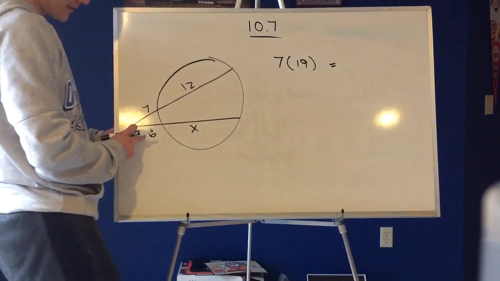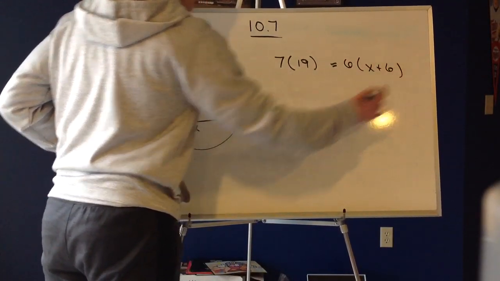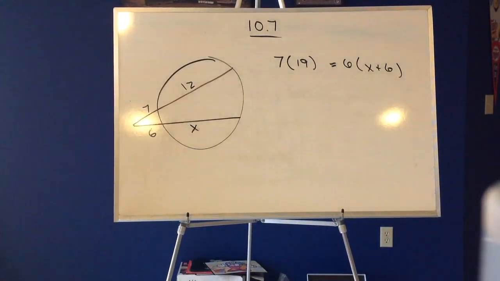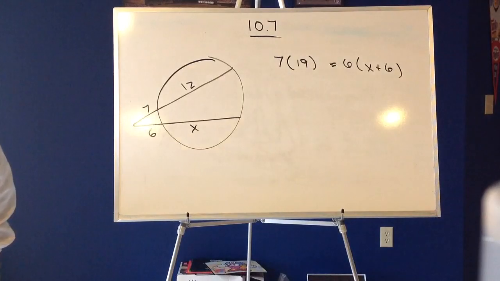On the bottom, I get 6, and then it would be x plus 6, because we can't actually combine those two together. So from here, we'd go ahead and just do normal simplifying.